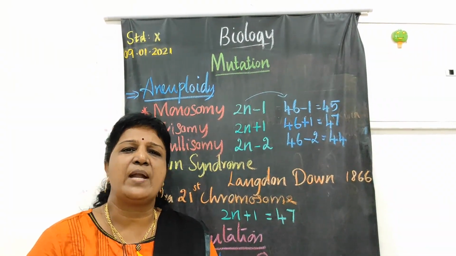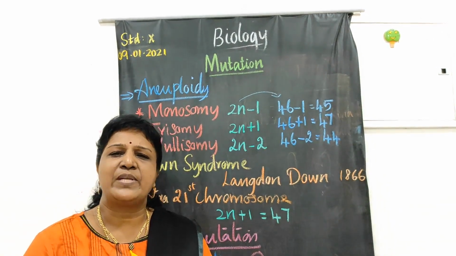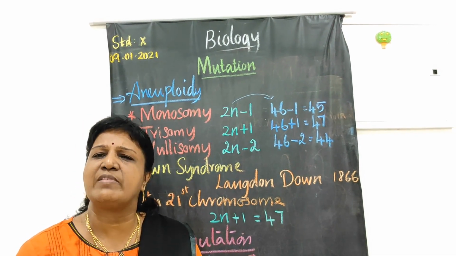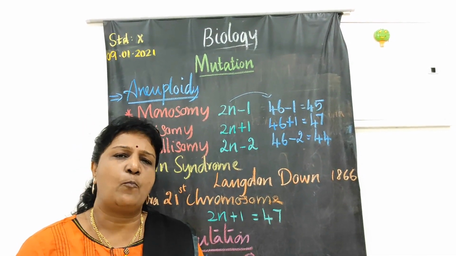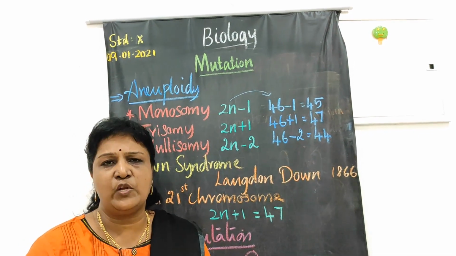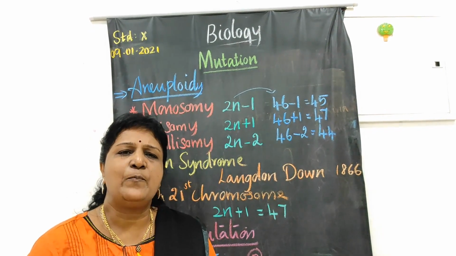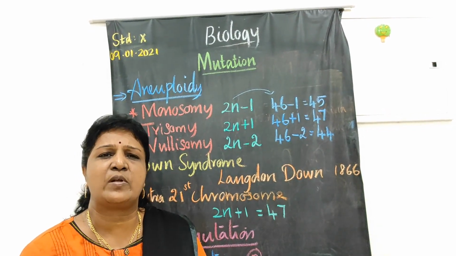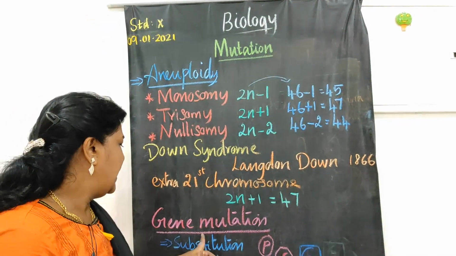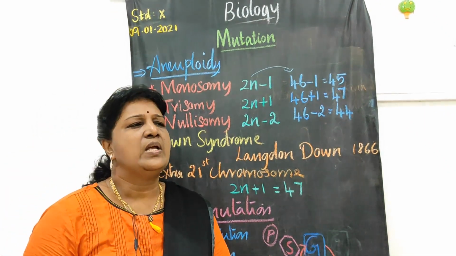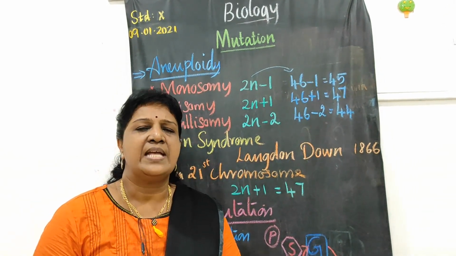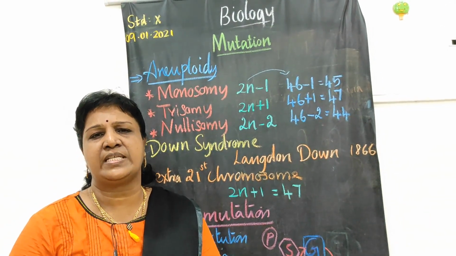Then coming to the next one, ploidy. In ploidy, sometimes a set of chromosomes will be added or sometimes a set of chromosomes will be deleted. That is said to be ploidy. Ploidy is of two types. What are they? Euploidy and aneuploidy. And aneuploidy is of three types. What are they? Monosomy, trisomy and nullisomy. And the last one is gene mutation. If there occur changes in the nucleotide sequence of a gene, it is said to be gene mutation.